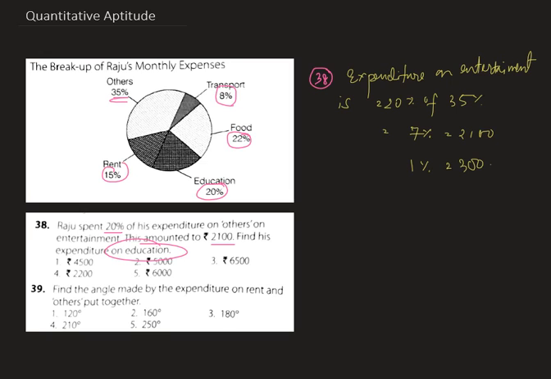Hence, expenditure on education is 20%, and therefore we can say that 300 multiplied by 20, which results in 6000.